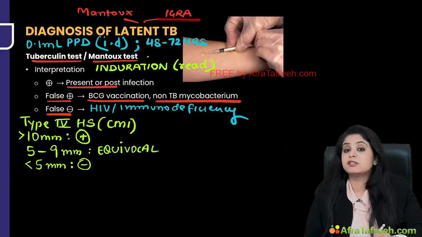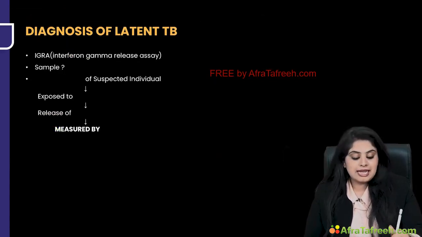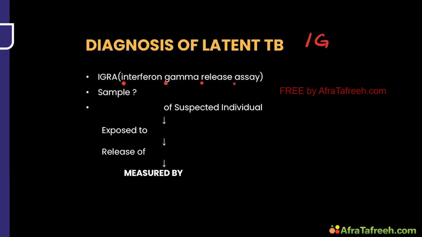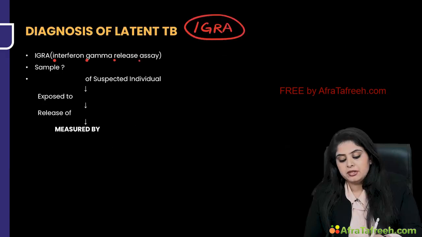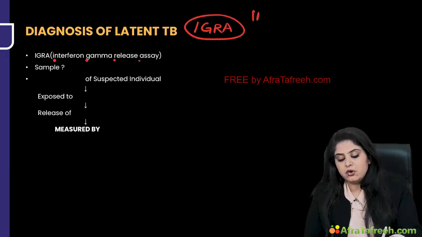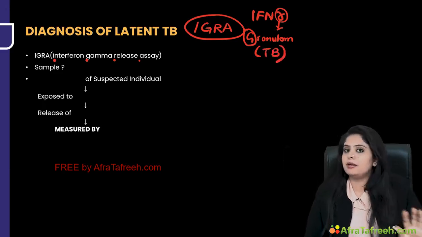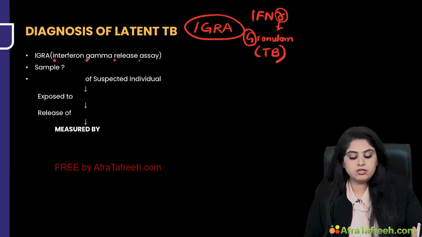The second one is personally the examiner's favorite, and that is known as IGRA. If you read it, interferon gamma release assay. Interferon gamma release assay, because I know that interferon gamma is the one that is needed for granuloma formation. Granuloma means TB. In TB I know interferon gamma is released, ma'am. This much I know from my general immunology lectures, yes.